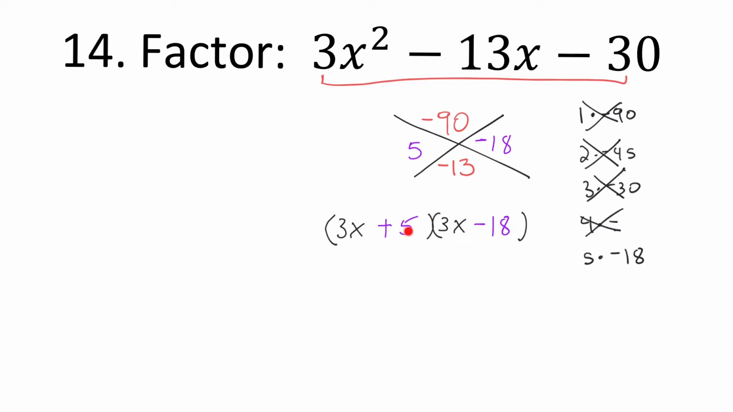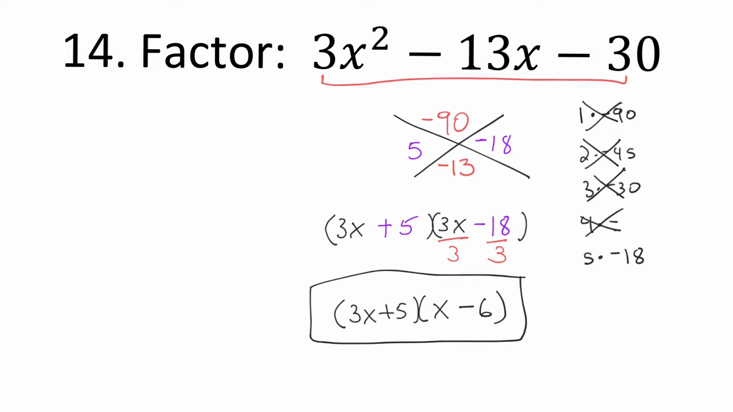Now go back. Since a is not 1, you have to check if you can divide. So 3x plus 5, you cannot divide. They don't have a common factor. But the second one, yes, you can divide 3x minus 18 by 3. So I'm going to divide by 3, divide by 3. I'm going to keep the first parenthesis, 3x plus 5, and the second parenthesis, 3 divided by 3, that's going to be 1x, I don't need that 1, minus 18 divided by 3 will be 6. So my factors are 3x plus 5 times x minus 6.